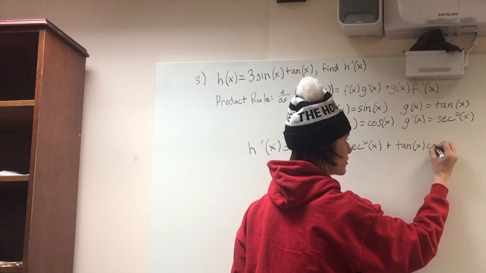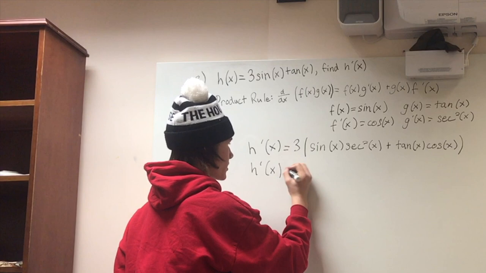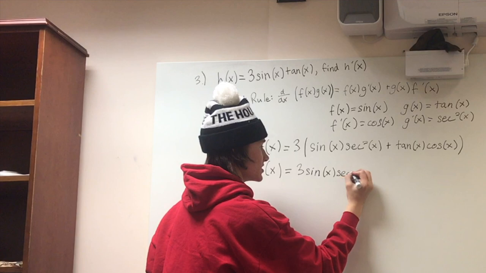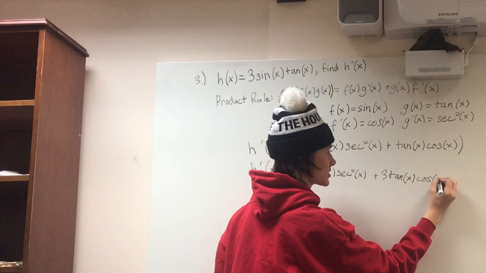And we can simplify this by distributing that 3 in to those two values by saying the derivative of h of x equals 3 times the sine of x times the secant of x all squared plus 3 times the tangent of x times the cosine of x. And that right there is going to be our final answer for this example problem.